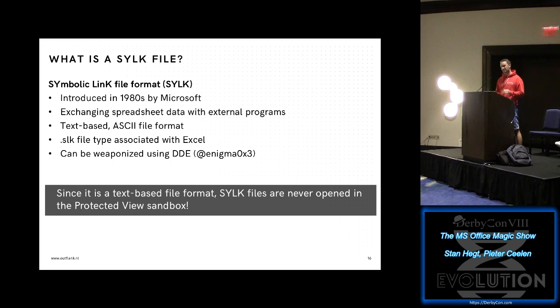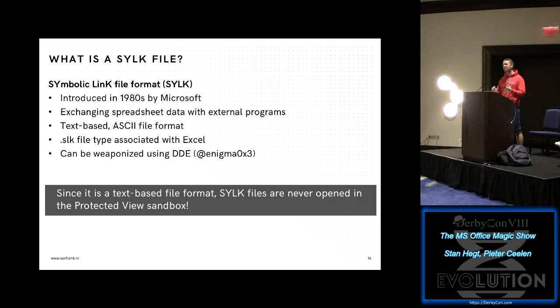And the SYLK extension is associated with Excel by default, up to and including the latest Office 2016 versions. Matt Nelson from SpectreOps already showed that this can be weaponized via DDE. So apparently you can use DDE in here and do execution with that, but we go a step further. What is really interesting to note is that by design, because it is a text-based file format, SYLK files will never be opened in the protected view sandbox. All text-based files, including CSV, etc., will never be opened in the protected view sandbox by Microsoft Office applications. So that also applies to SYLK files.